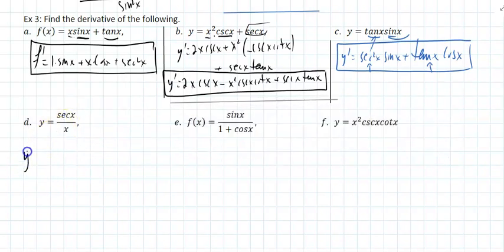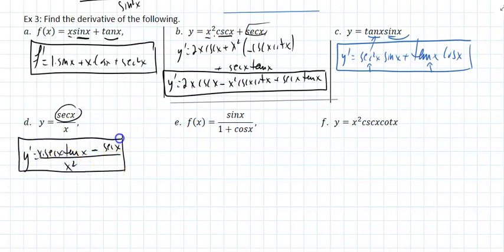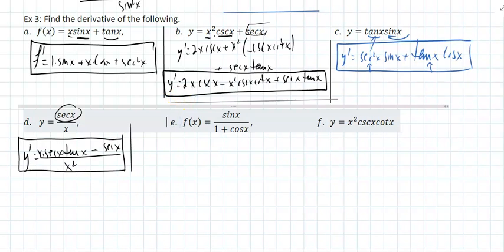Well, the quotient rule. Y prime would be derivative of the top is secant of x tan of x times the bottom minus the top times derivative of the denominator, which is simply a 1, over the bottom squared. And again, on a test, you don't need to clean anything. If I say find the derivative, just find the derivative. That's good enough. The algebra is coming along.